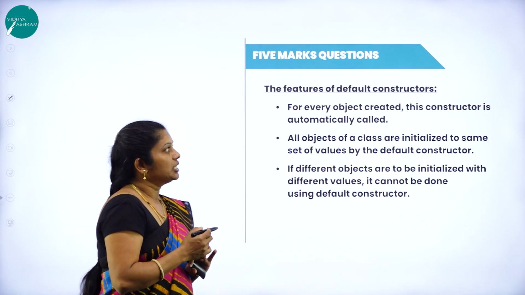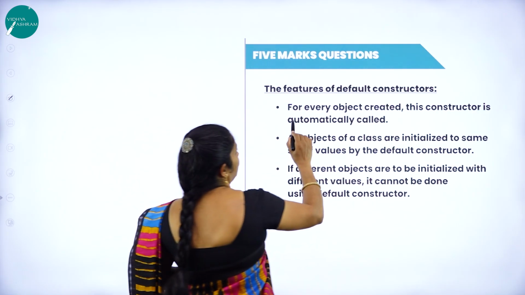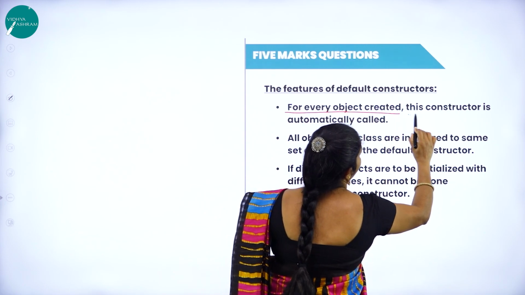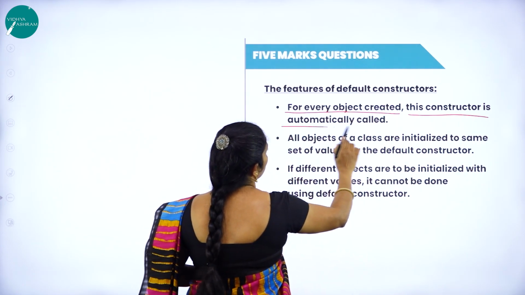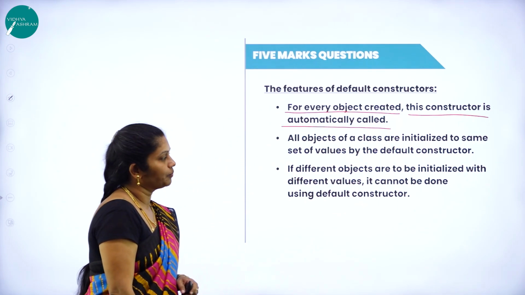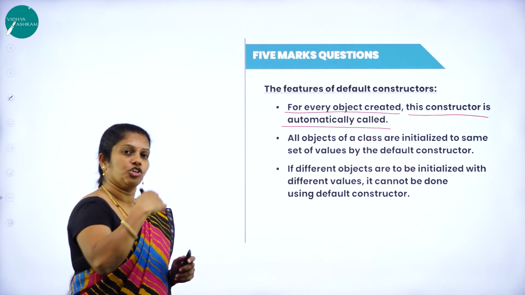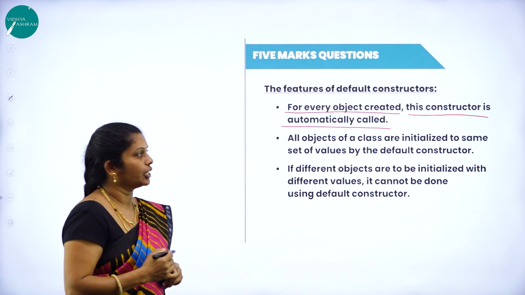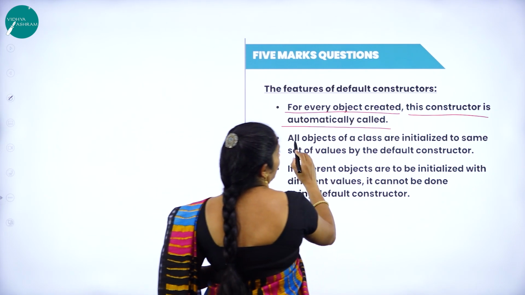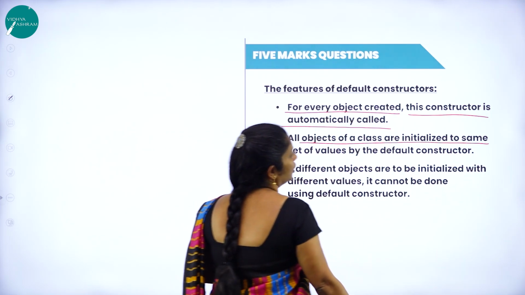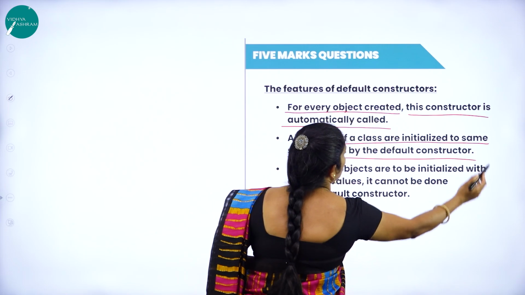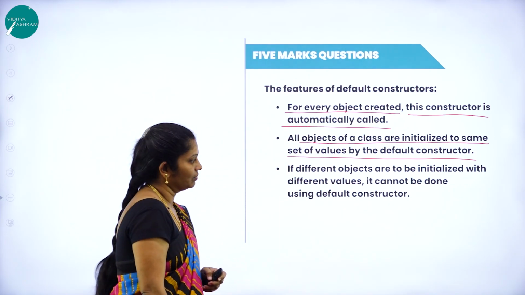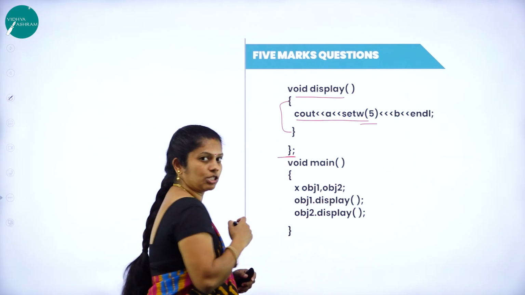Then, when they ask for features of the default constructor: for every object created, this constructor is automatically called here. When I create an object, automatically this constructor function will execute. All objects of a class are initialized to the same set of values by the default constructor. Here I told you object 1 as well as object 2.